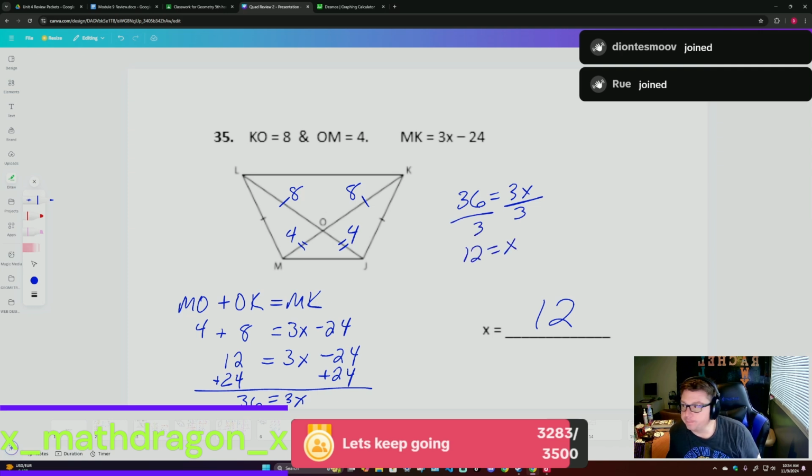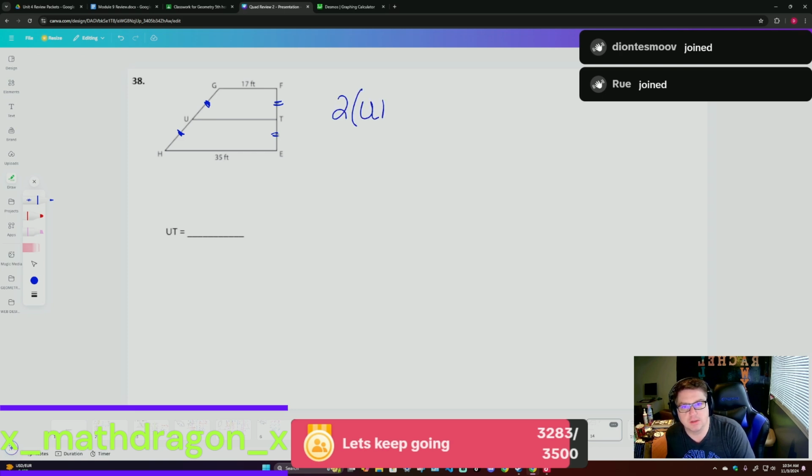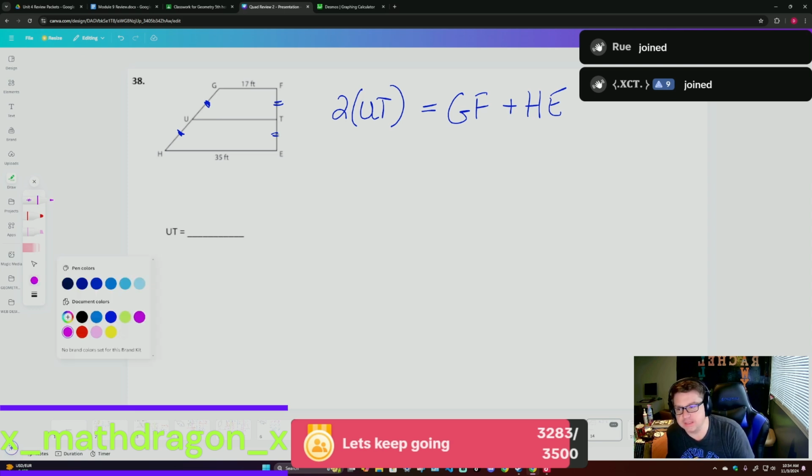All right. Okay, next one. We are going to do the mid-segment of a trapezoid. What it tells us is that we're directly in the middle because this side is equal to that side, and this side is equal to that side. We know that UT is in the middle. So we're going to do 2 times the middle equals the top plus the bottom. And this is what we worked on in class a lot. But this is the mid-segment of a trapezoid.